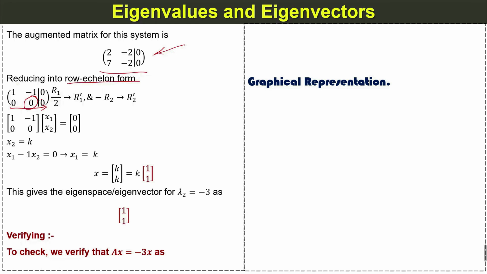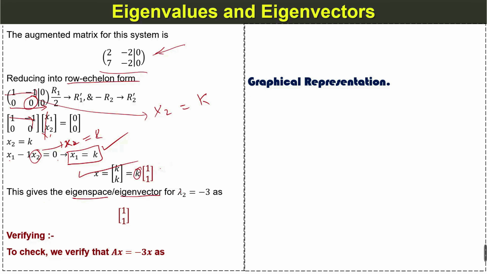In this case we also have a free variable, that is x2, and again we take k. Then we multiply this equation with this one, and x1 minus 1 times x2 is equal to 0. Here we put x2 equal to k, and we get x1 equal to k. So we have the vector, and we take k common from it. This gives the eigenspace, or the eigenvector, for lambda 2 equal to -3. This is the eigenvector.